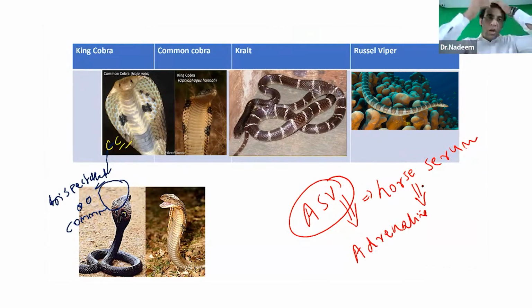Whenever you see that local inflammation is more, whenever serious symptoms are more, right? Whenever symptoms keep on increasing, then you have to give anti-snake venom for sure. If there is less swelling, symptoms are not increasing, symptoms are decreasing, then wait and watch. Only symptomatic treatment. That's it.